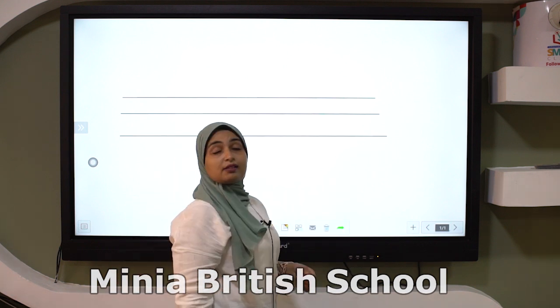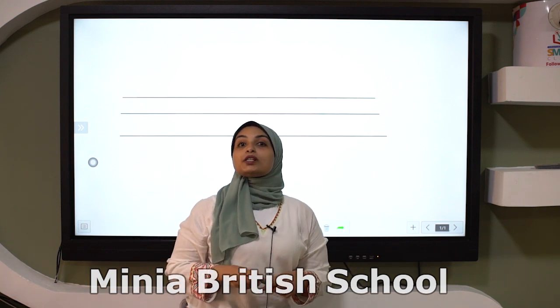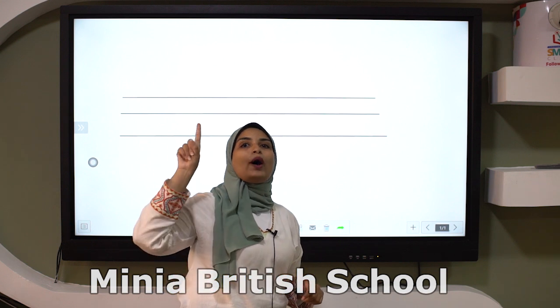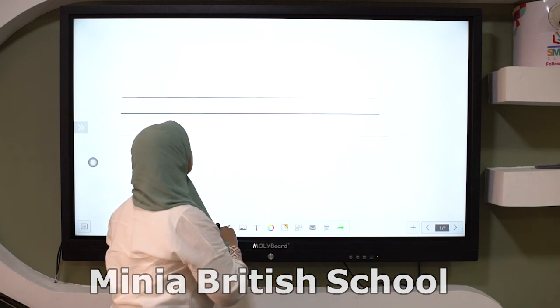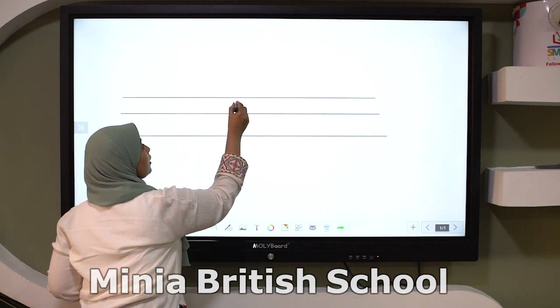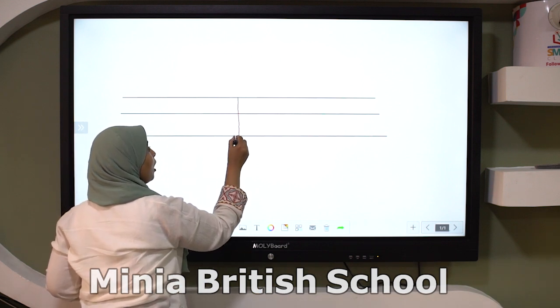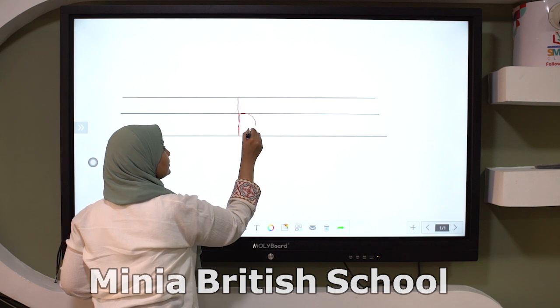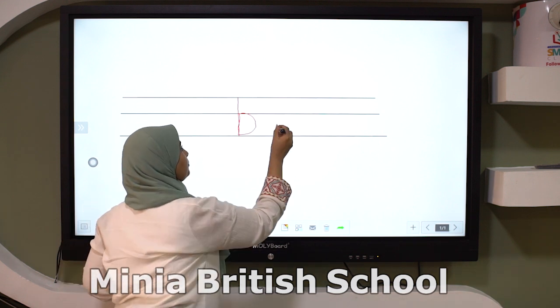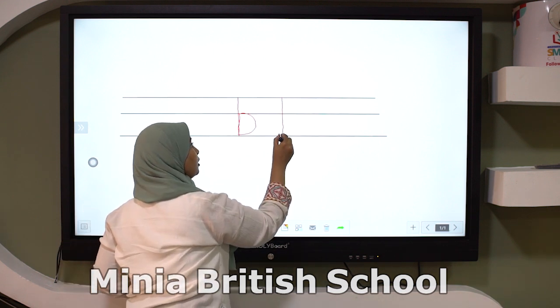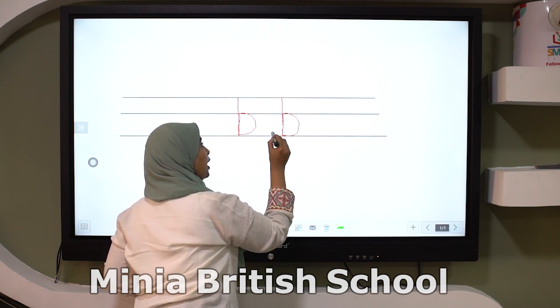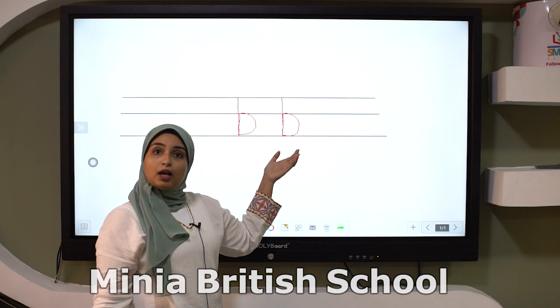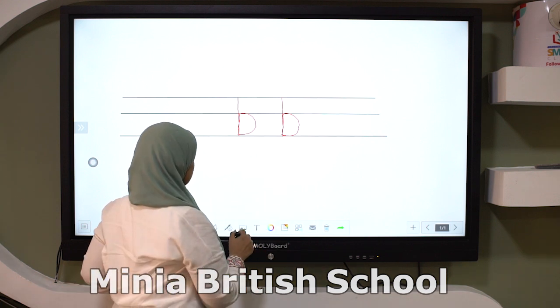When we write sound ba, we will start from line number 1. We will start from line number what, KG? 1. Look here. Down, up and round. Again. Down, up and round. So what is the sound? Ba.